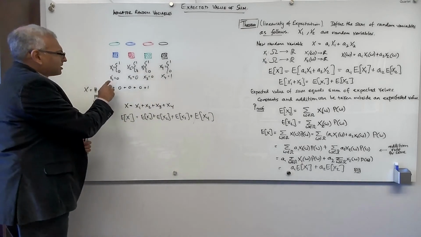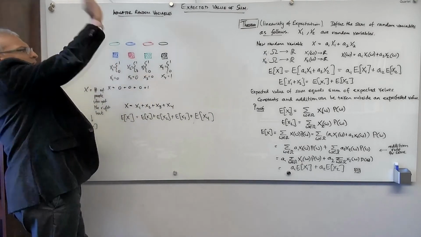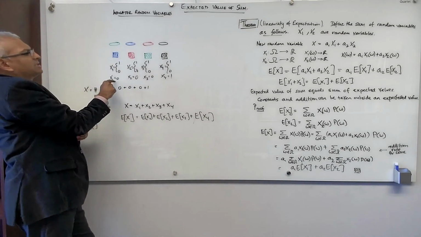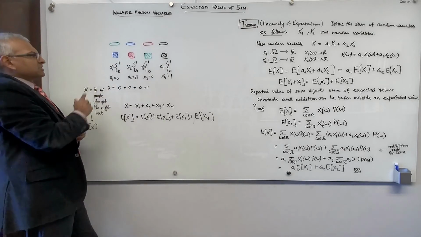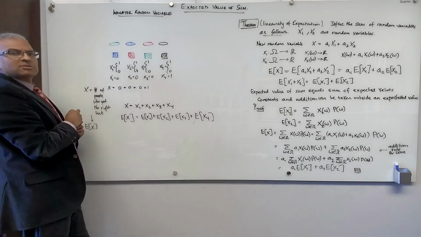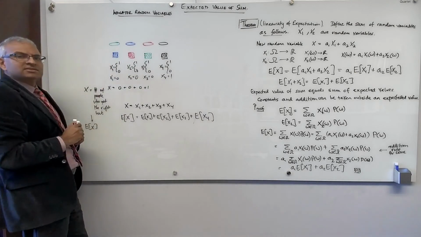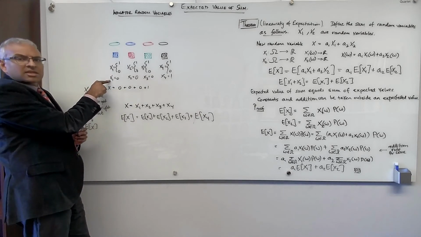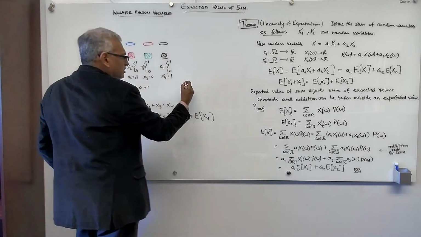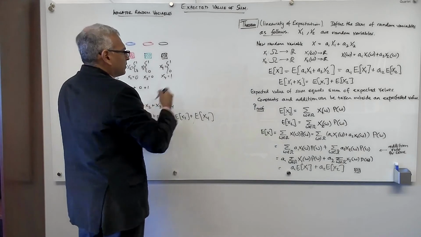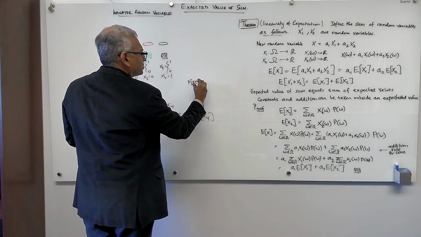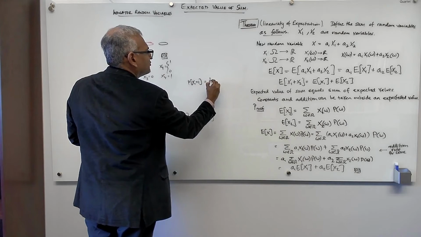Okay, but now let's think about this. Everyone throws the hat and one of them lands on blue. Since there are 4 hats and only one of them is blue, there's a 1 in 4 chance that the blue guy gets his right hat. So there's a 1 in 4 chance that x1 is 1. So the probability that x1 equals 1 is 1 in 4.